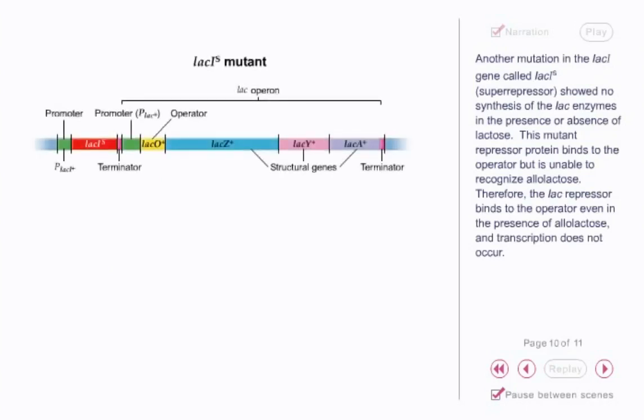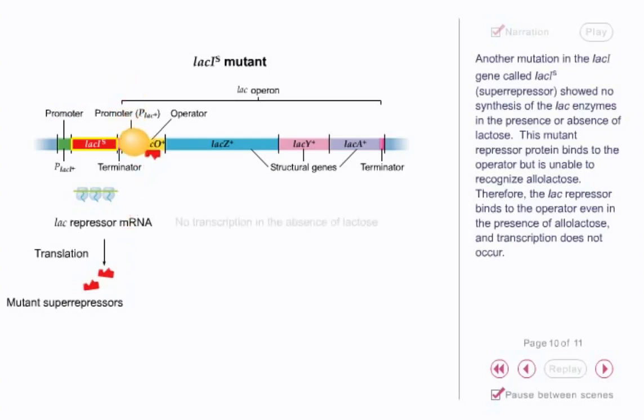Another mutation in the LacI gene, called LacIS, superrepressor, showed no synthesis of the lac enzymes in the presence or absence of lactose. This mutant repressor protein binds to the operator but is unable to recognize allolactose. Therefore, the lac repressor binds to the operator even in the presence of allolactose, and transcription does not occur.